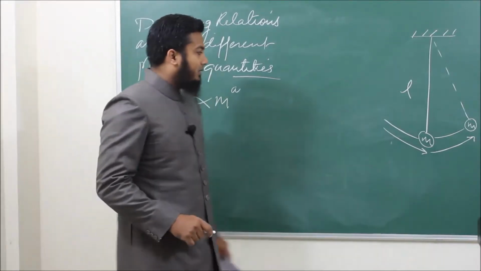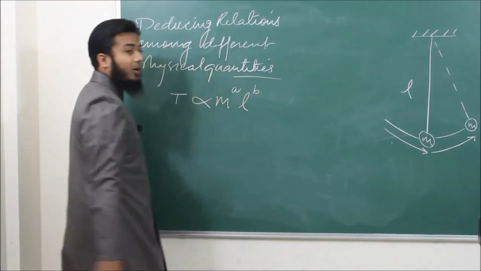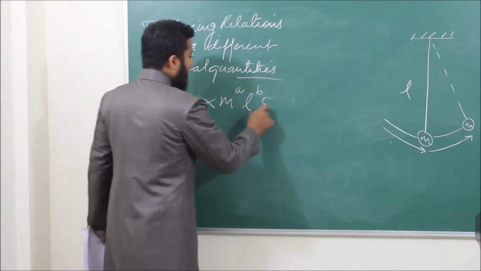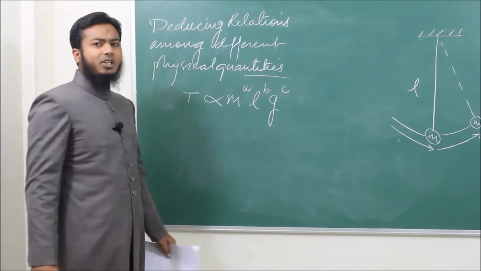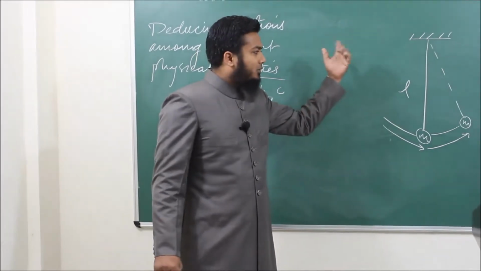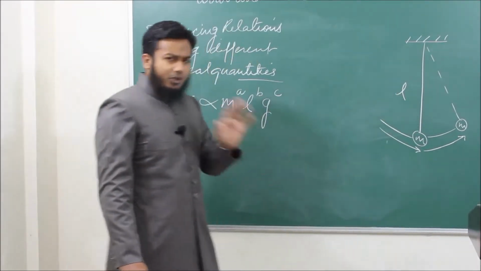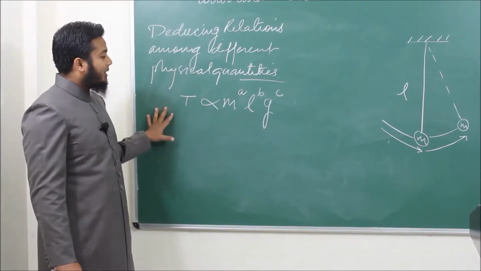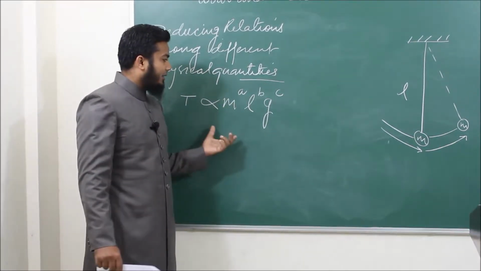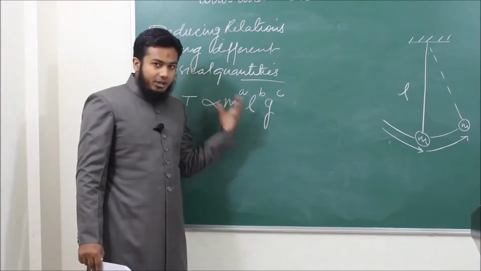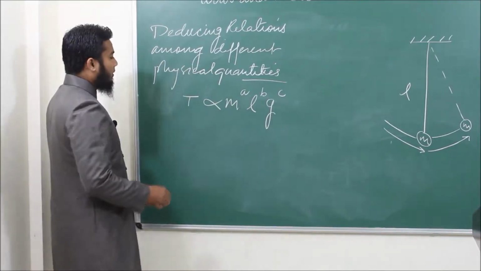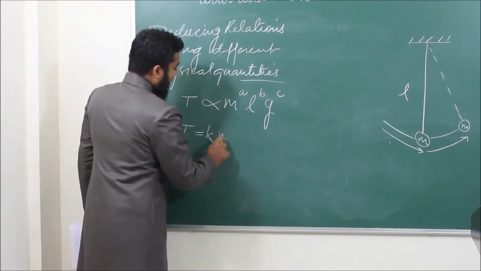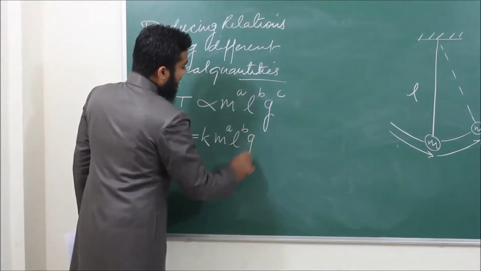And also it depends on length. So let's say it depends on L to the power b, and we have made a guess that it depends on gravitational acceleration. So let's say it depends on g to the power c. We can take many other quantities, suppose temperature or pressure, but for the sake of simplicity, let's settle with these only. So we are guessing that time period depends on mass to some power a, length to some power b, and g to some power c. After this we can write that the proportionality constant will appear here. So let's write it k, and then m to the power a, L to the power b, and g to the power c.